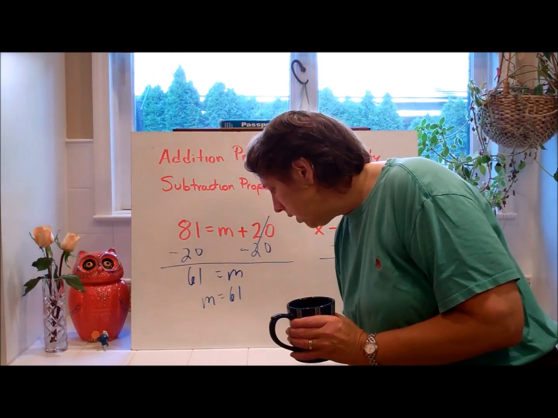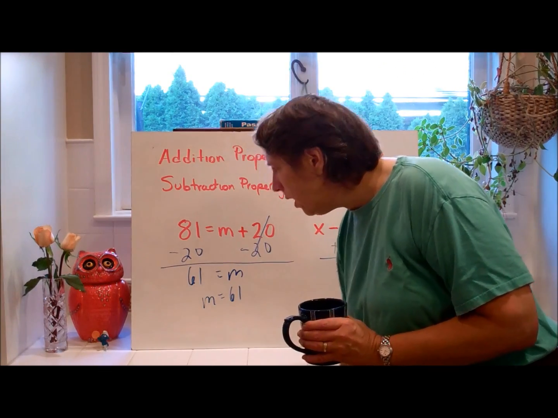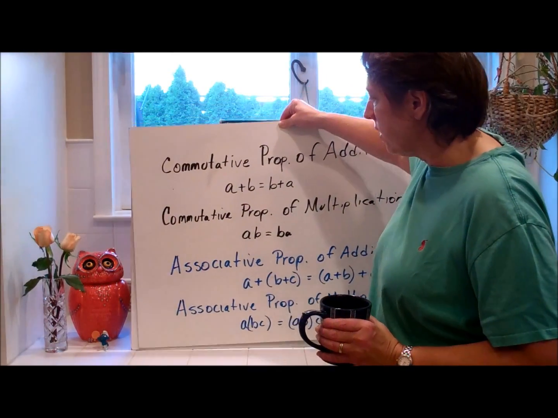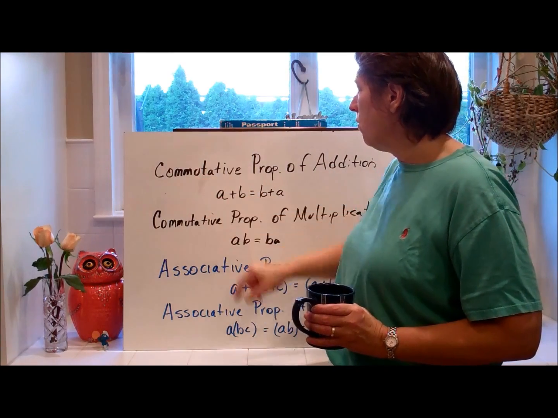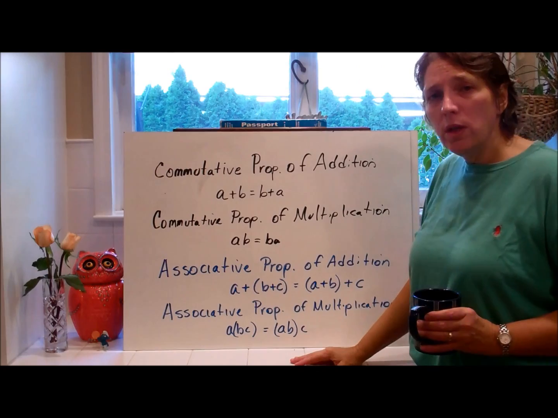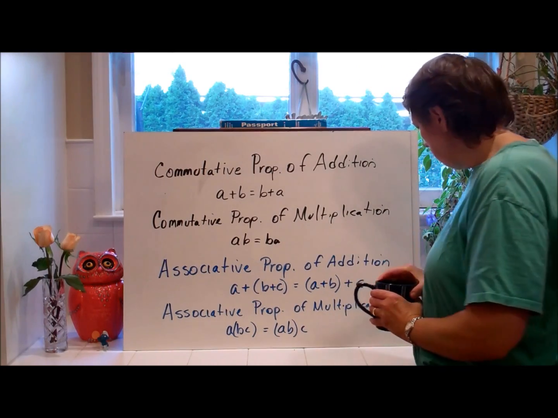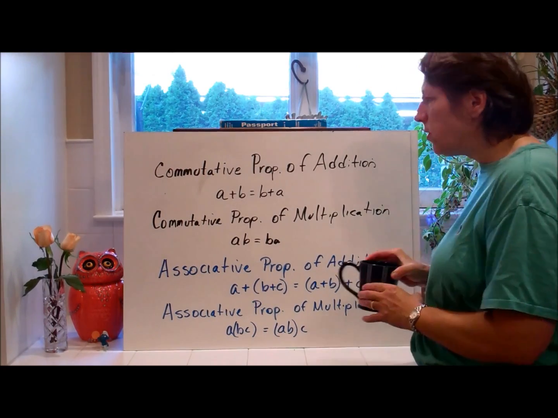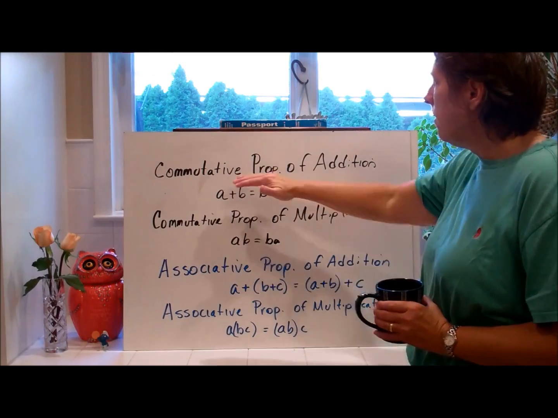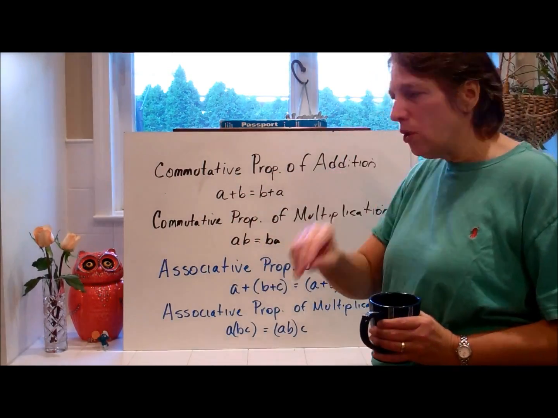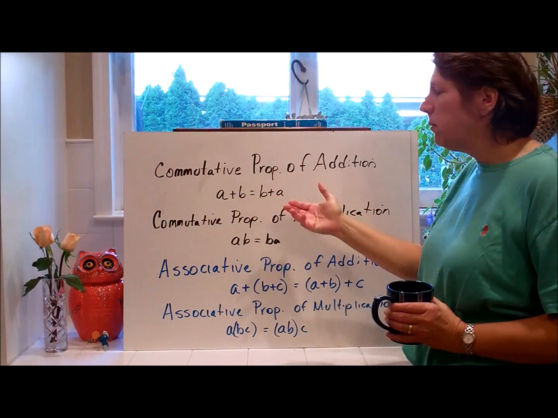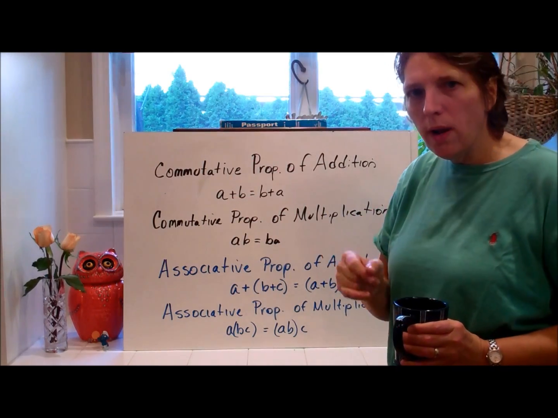Okay, now we're going to go over the other properties, and these properties are going to help you with expressions and also equations as we move forward. You need to know these for the chapter test, not the quiz coming up. So you have the commutative property of addition, which we've already talked about. It's where you have two terms, a plus b equals b plus a. Doesn't matter which order I add them.